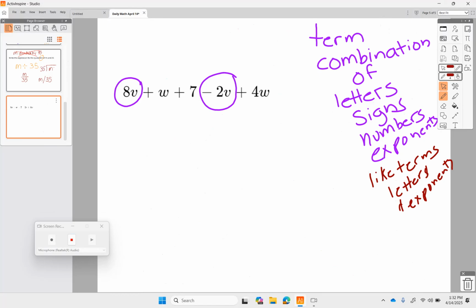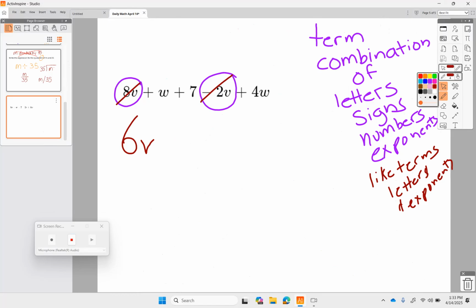Okay, 8V minus 2V is how many V's? 6V. Okay? I tend to circle the ones I'm working with and scratch off what I've done, like I was showing you today in her class.